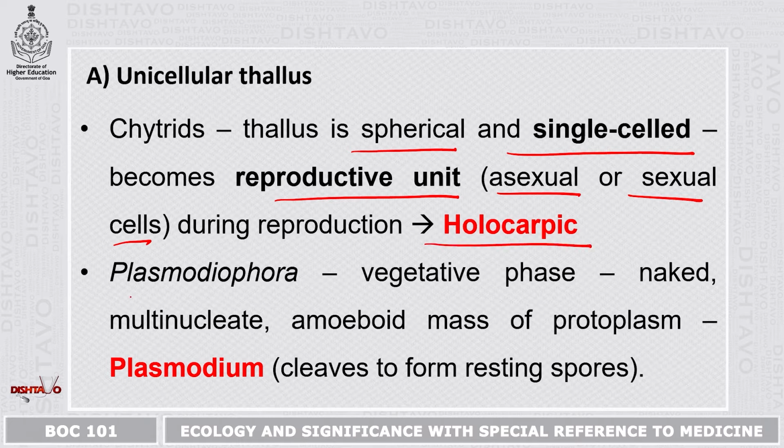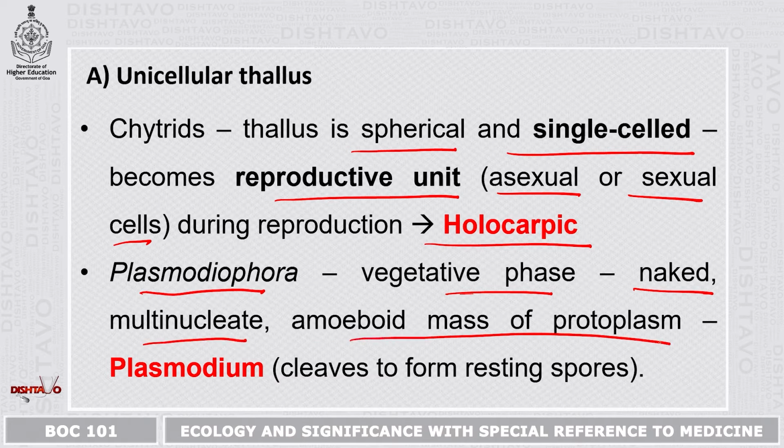Some of the fungal genera like Plasmodiophora, during their vegetative phase, are naked, multinucleate and form an amoeboid mass of protoplasm which is called plasmodium. And this plasmodium cleaves to form the resting spores.